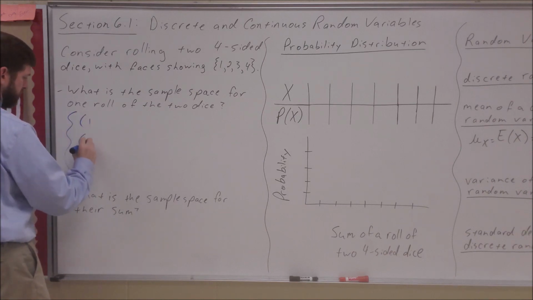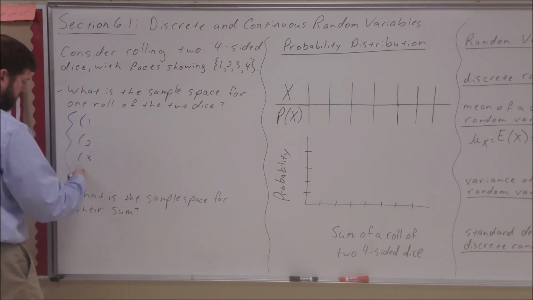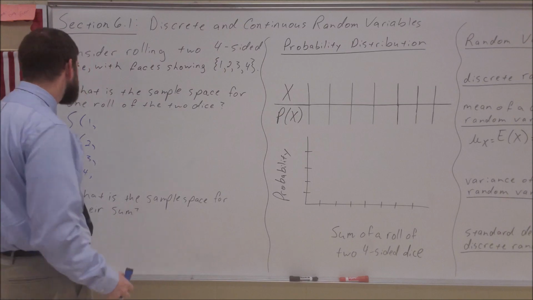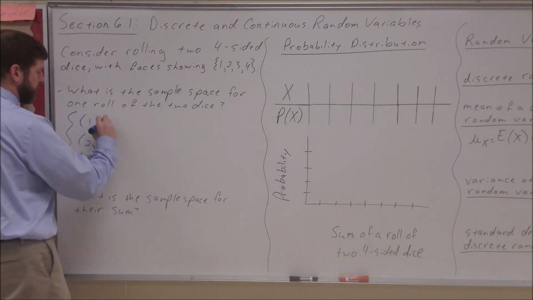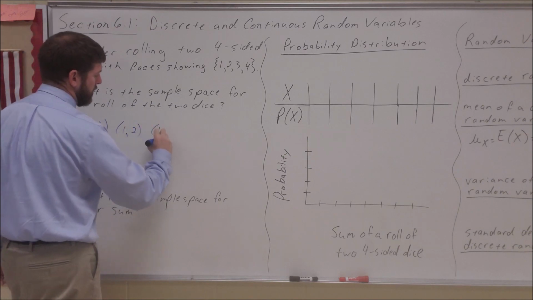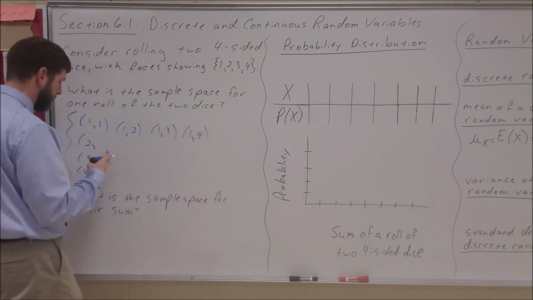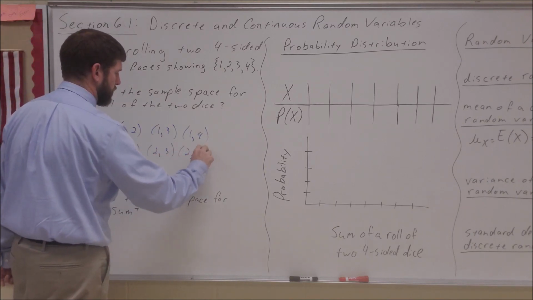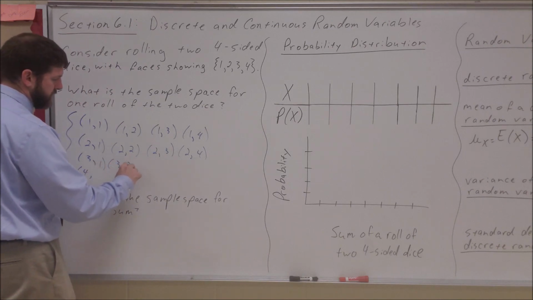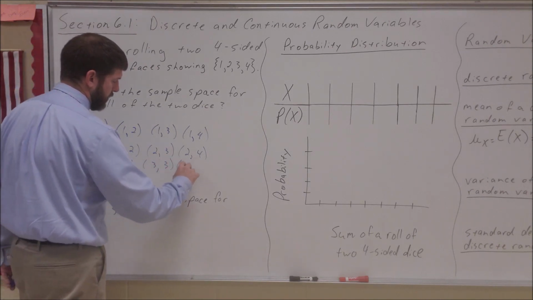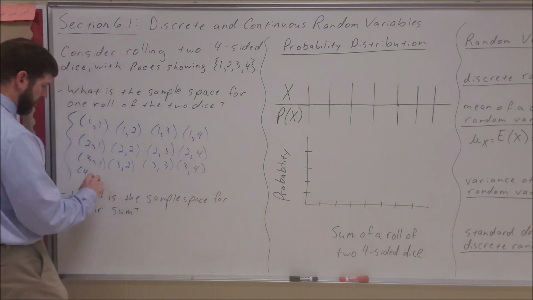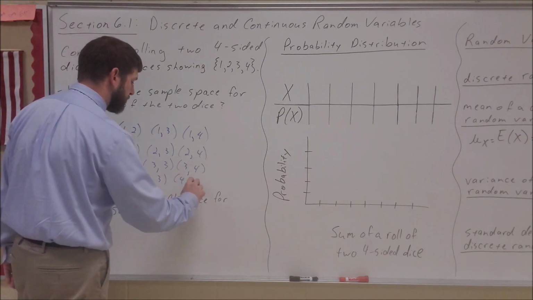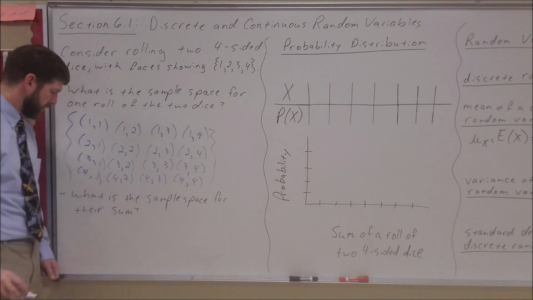First dice can be a 1, a 2, a 3, or a 4. But then the second dice can then take on the same options, 1, 2, 3, or 4. So if we're listing them out, I got 1,1; 1,2; 1,3; 1,4. I could have 2,1; 2,2; 2,3; 2,4; 3,1; 3,2; 3,3; 3,4. And then same thing with the 4s: 4,1; 4,2; 4,3; and 4,4. So we get 16 possible outcomes.